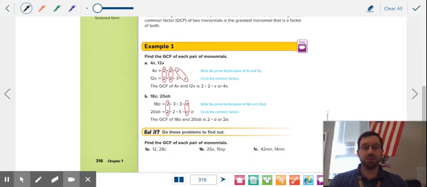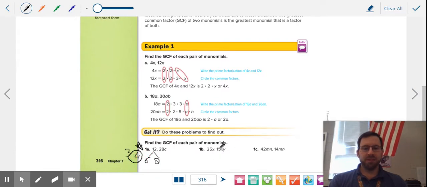First, I always check the numbers. Look at 12, look at 28. I always look at the smallest number first. Can 12 go into 28? No. So I break it up into its two biggest chunks, 6 and 2. Can 6 go into 28? No. I could also do 4 and 3. Can 4 go into 28? Yes. So that's my biggest number. Now, this one has a c, but this one doesn't. So therefore, this one has a greatest common factor of 4.